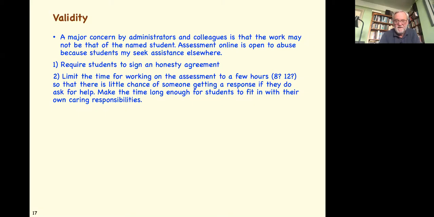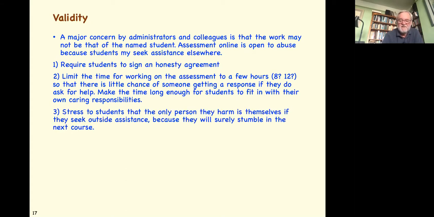One of the things we've learned from the effects of the coronavirus and lockdown is that it's really hard when you've got small children or pets or somebody you're a carer for. You may not be able to do things just at a specified time in the day. So you need to make the time sufficiently long so students can fit it in with their other responsibilities. And 3, stressing, this is what I was saying with the 1, stressing to students that the only person they harm is themselves if they seek outside assistance, because they will surely stumble in the next course.